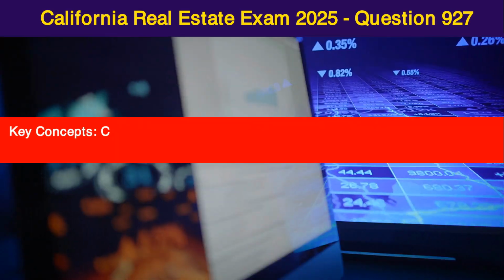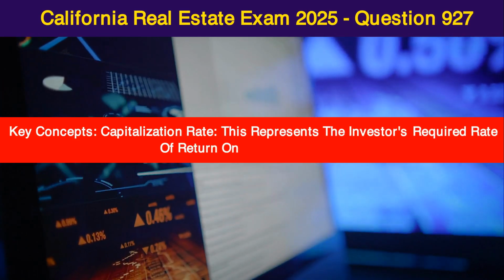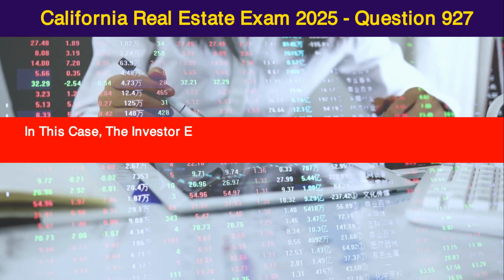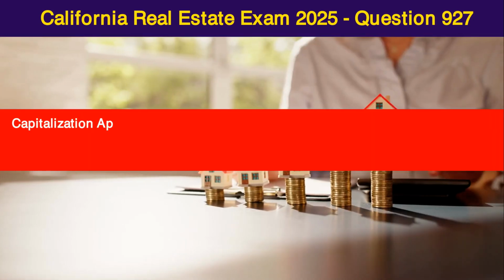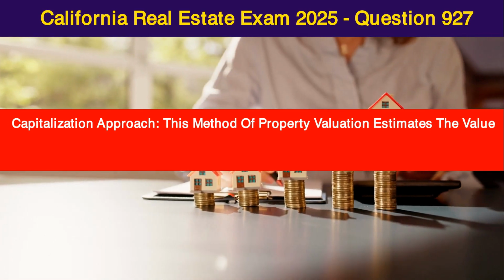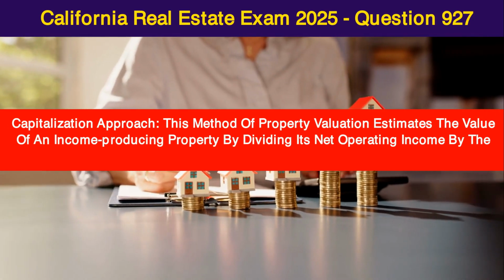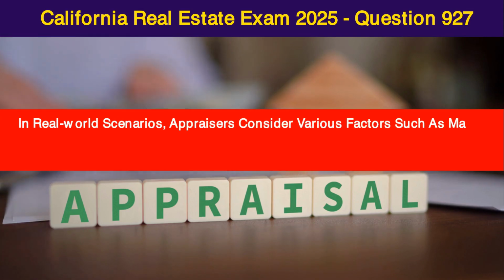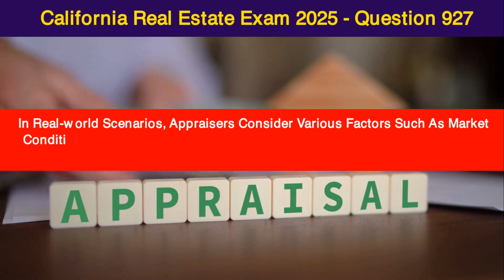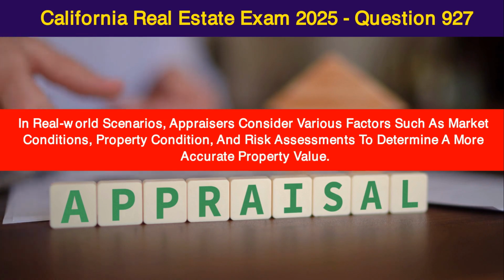Key concepts. Capitalization rate. This represents the investor's required rate of return on their investment. In this case, the investor expects a 13% return on their investment in the property. Capitalization approach. This method of property valuation estimates the value of an income-producing property by dividing its net operating income by the capitalization rate. Disclaimer. This is a simplified calculation. In real-world scenarios, appraisers consider various factors such as market conditions, property condition, and risk assessments to determine a more accurate property value.